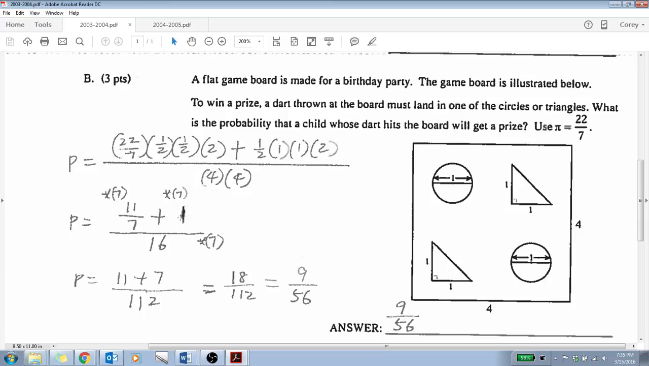When I multiply the numerator by 7, I multiply each term. So 11 sevenths times 7 is 11. And then 7 times 1 gives me 7. 16 times 7 for the denominator is going to give me 112 right here. So I have 18 over 112, which is going to reduce. I'm going to get 9 over 56.